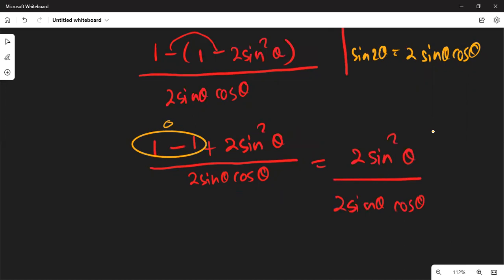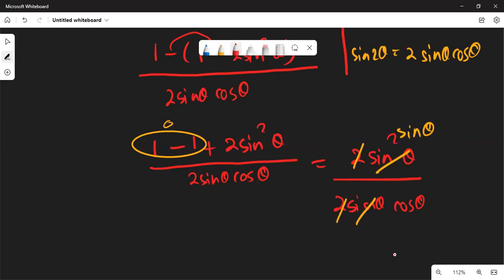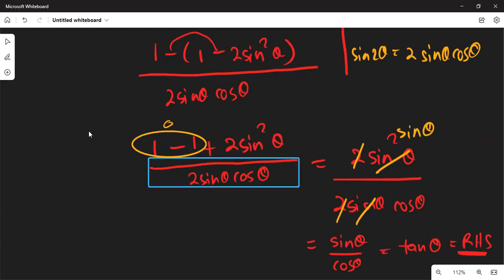Now let's play our magic. In this case, we can cancel whatever we can. The 2 and the 2 can cancel, and the sine here cancels into this sine. That means we're going to remain with sine theta on top. If you simplify this further, it's going to give us sine theta over cos theta, which we know is equivalent to tan theta, and that is equivalent to our right-hand side, because all we needed was to prove that this gives us tan theta at the end.